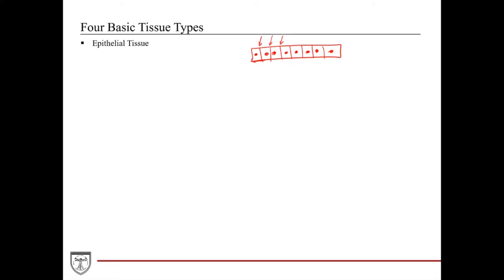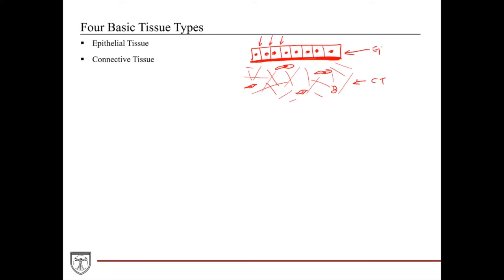Where there is a little more ECM is right under the epithelial tissue. Here's epithelium that is separated away from the underlying connective tissue, which is the second type of the basic tissue types. Connective tissues are characterized by ECM-rich but cell-poor tissue composition. So you may see some cells that are scattered around but separated away from each other by lots of ECM. That's characteristic of the connective tissue that is different from the epithelium.